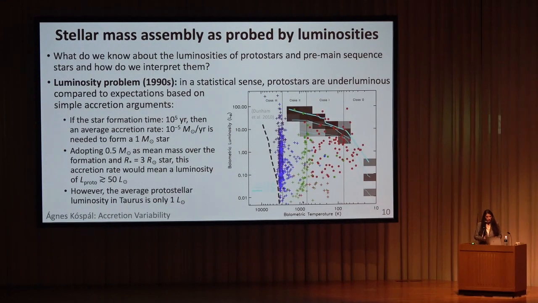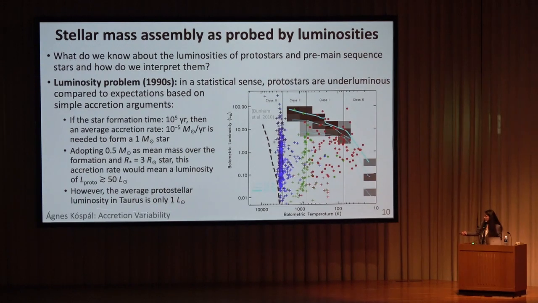So, what do we know about luminosities of protostars and how do we interpret them? Back in the 1990s, we thought that in a statistical sense, protostars are underluminous compared to expectations. I can explain this in very simple terms. If you want to form a 1 solar mass star in 100,000 years, you will have an average accretion rate of 10^-5 solar masses per year. And then you can calculate the luminosity of such an object, and you will get something like 50 solar luminosities.